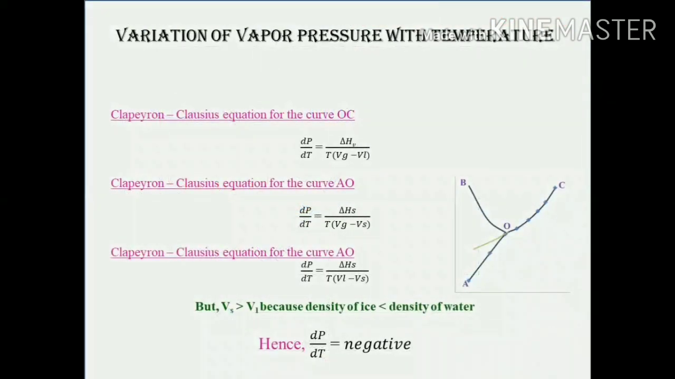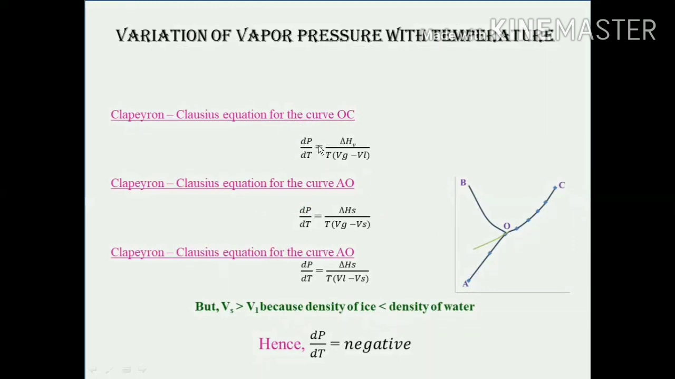So if we have a closer view at the phase diagram of water, we will see that there are three different curves, as we just mentioned. Along these curves, the variation of the vapor pressure with the temperature can be expressed in terms of the Clapeyron-Clausius equation. For example, the Clapeyron-Clausius equation for the curves AO and OC and OB respectively.